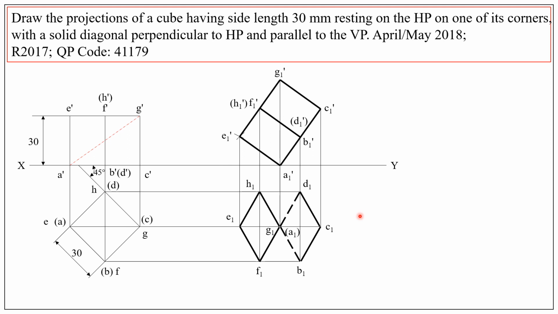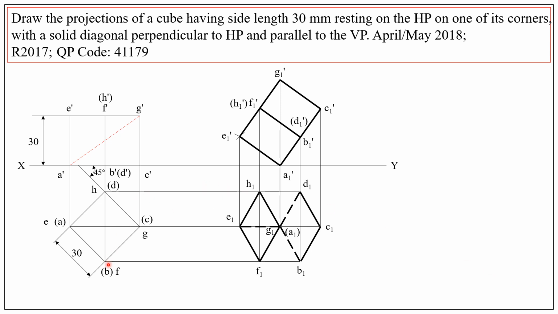Now what about the remaining edges? So here A dash is connected to E dash. So there is an edge. Where is this edge? Here. So this is A1 and this is E1. So join both of them, A1 to E1. So it's a dotted line because A1 is invisible.